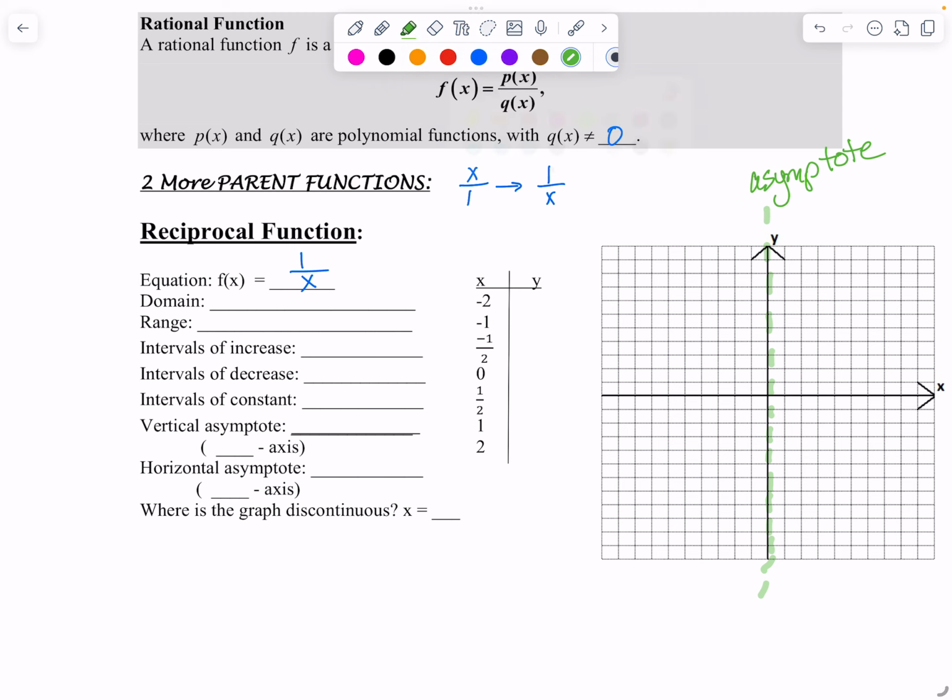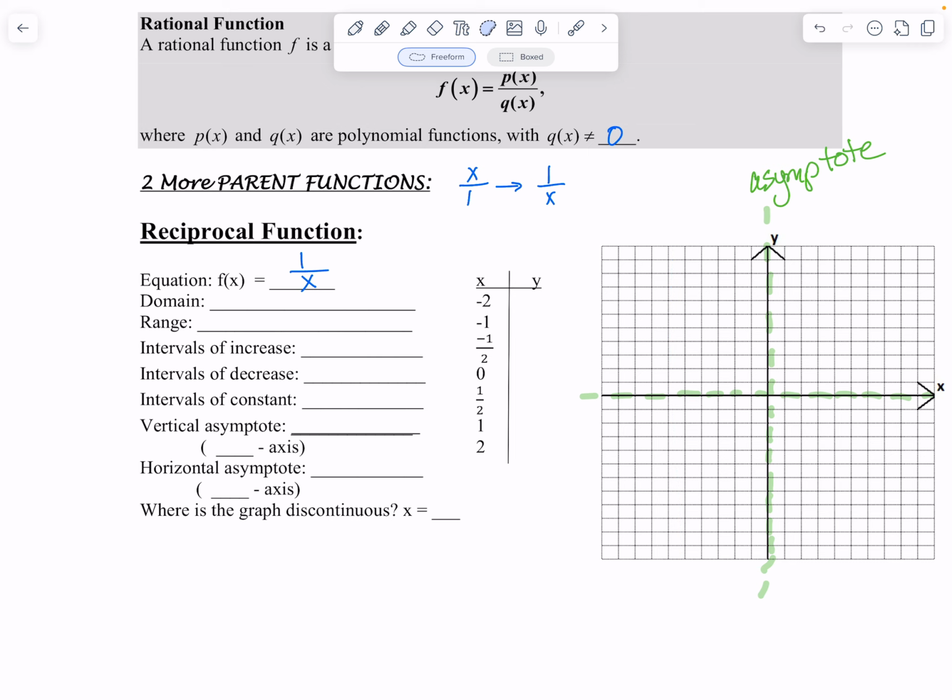So we're going to draw it. Now we're going to draw a horizontal asymptote. Notice that divides your graph into 4 pieces. Since this is going to be a function, you're either going to have something up here or something down there. You can't have it in both, otherwise it won't pass the vertical line test.